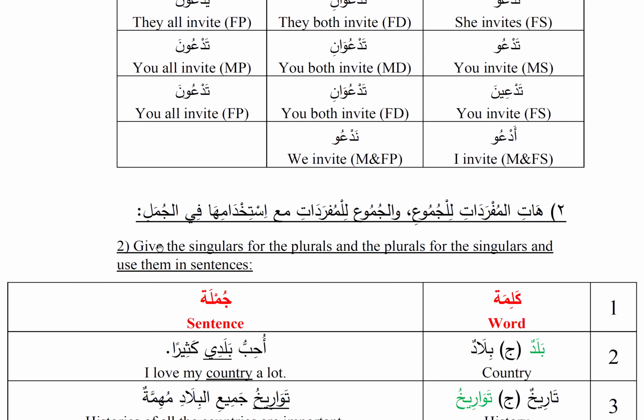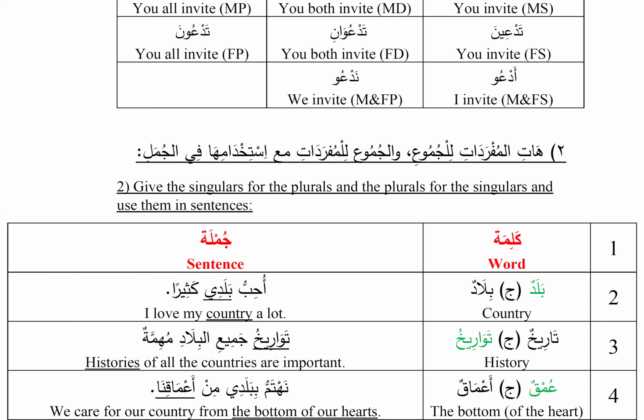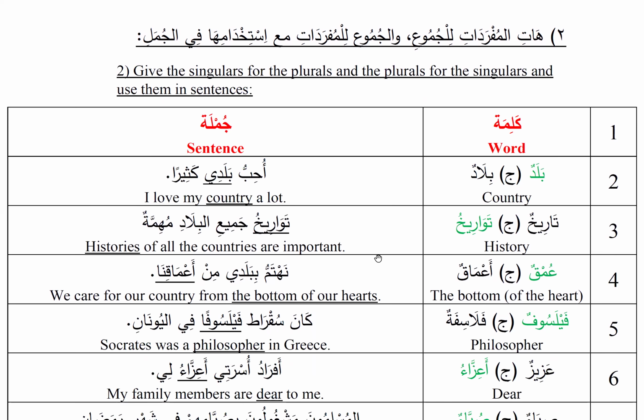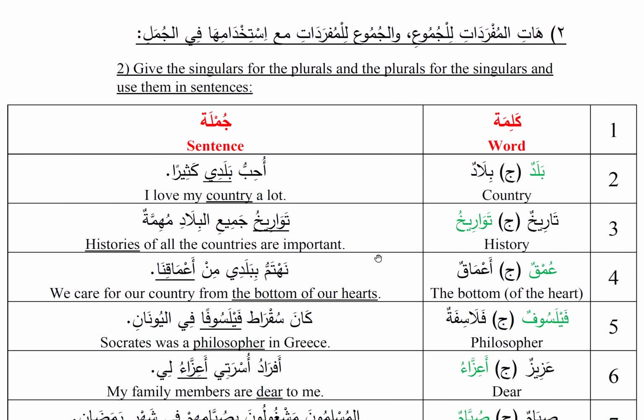Next question is: هاتي المفردات للجموع والجموع للمفردات مع استخدامها في الجمل. Give the singulars for the plurals and plurals for the singulars and use them in sentences. So if they give you the singular, give plural and the opposite. And then you have to make sentences of them. So they give the word bilad, which is countries. So the singular is balad, which is country. So أحب بلدي كثيرا, I love my country a lot.